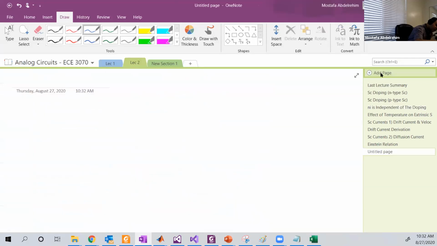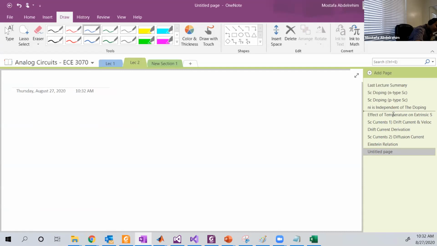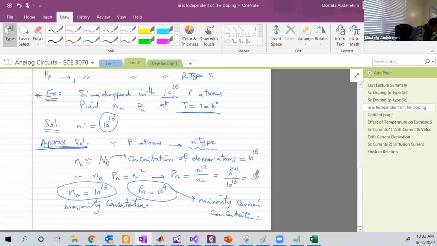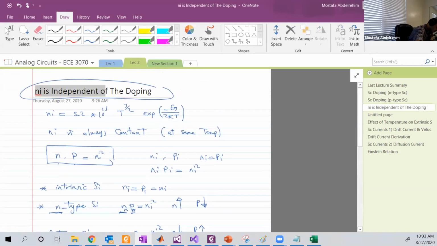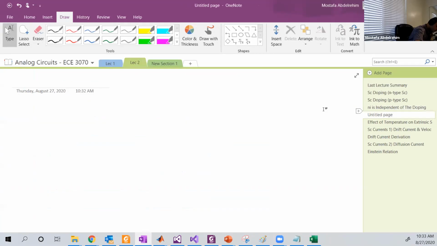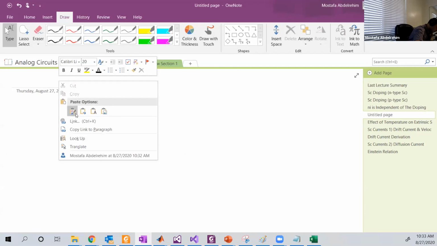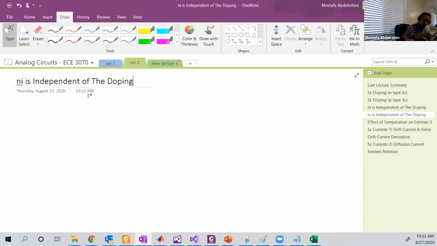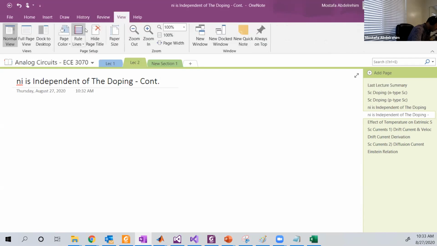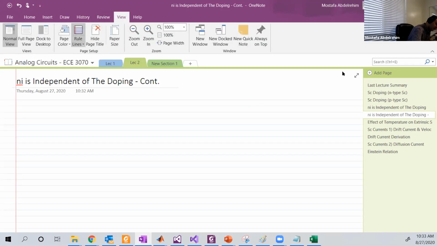So let's add a page here. Let's move it. Yes. And copy and paste as usual. Don't have time. And just dash continue. Okay. And the view would be rural lines. Good.